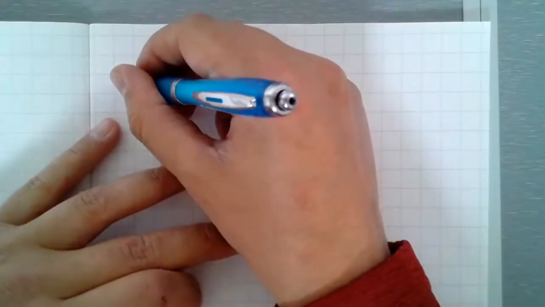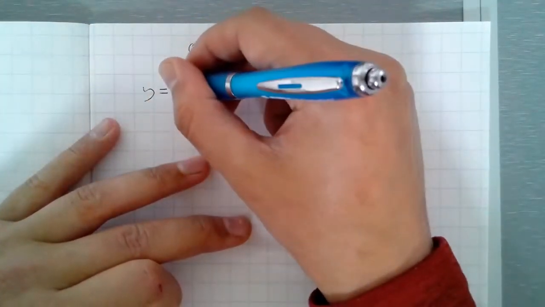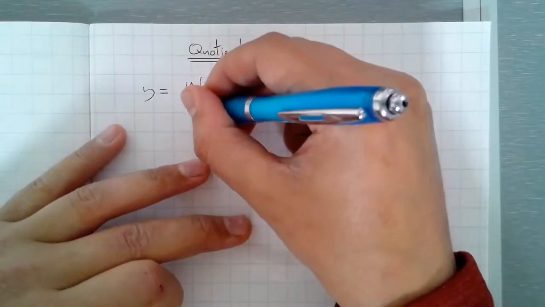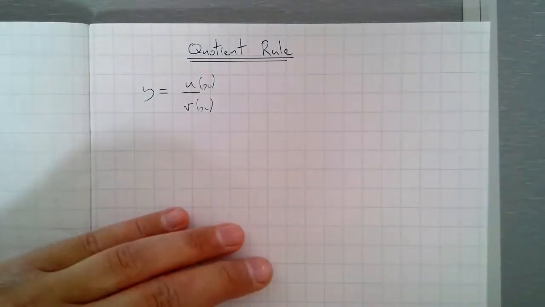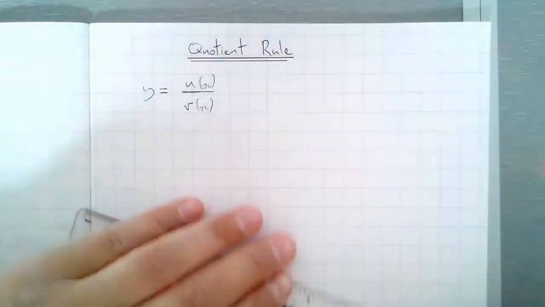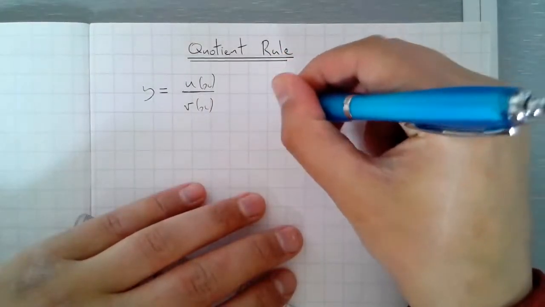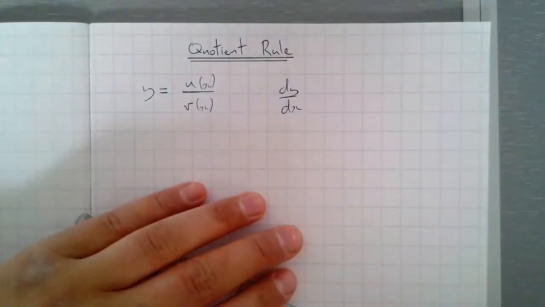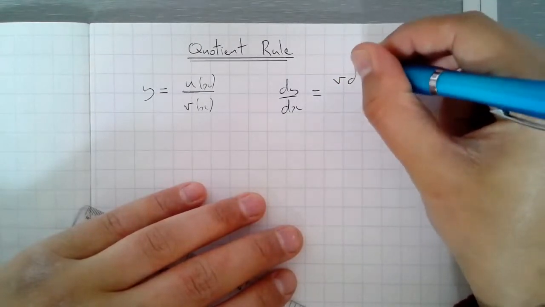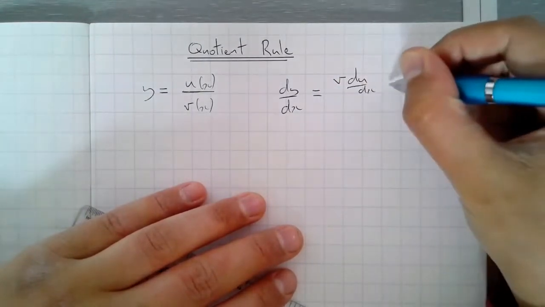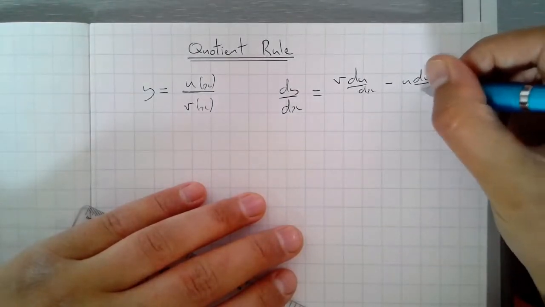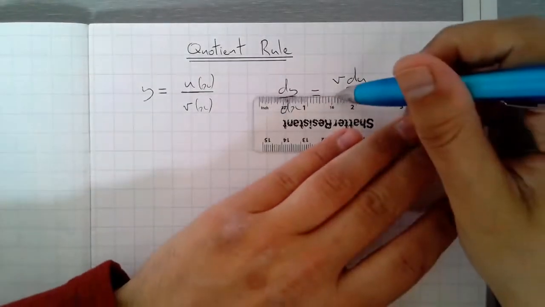So for some equation which has got a function in x in the numerator and a function of x in the denominator, extend that vinculus, then the quotient rule says that dy/dx is equal to v du/dx minus u dv/dx, all over v squared.